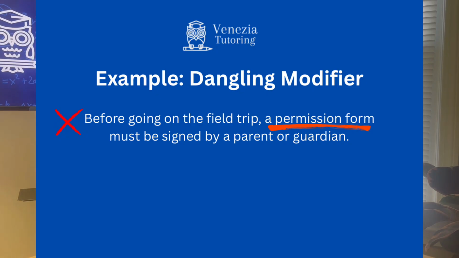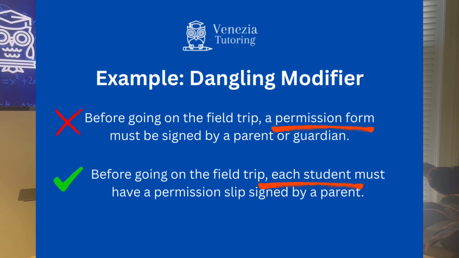So how could I fix this so that we don't have a dangling modifier? Well, I could say, before going on the field trip, there's my modifier, each student, the noun, must have a permission form signed by a parent or guardian. So now the subject after the comma matches the logic here.